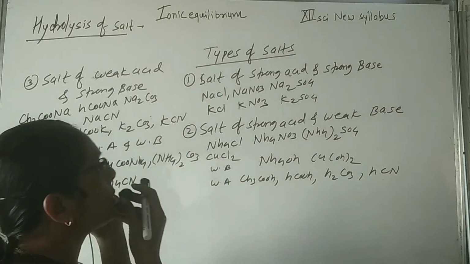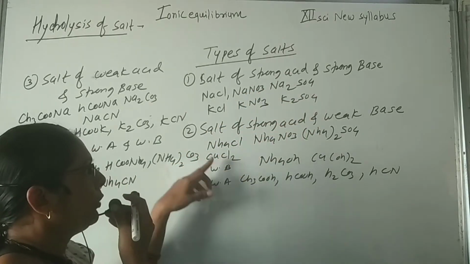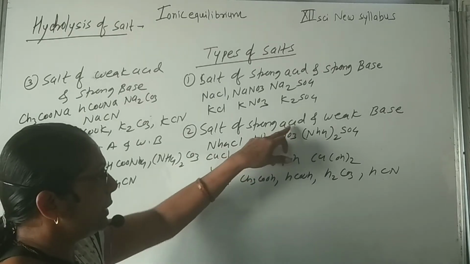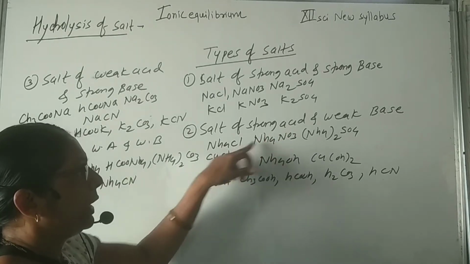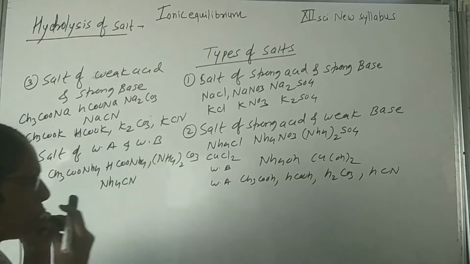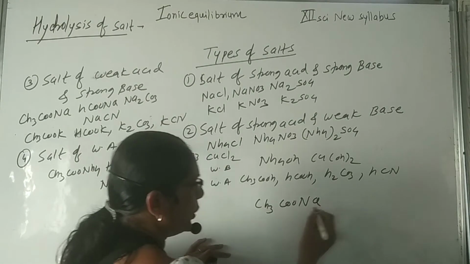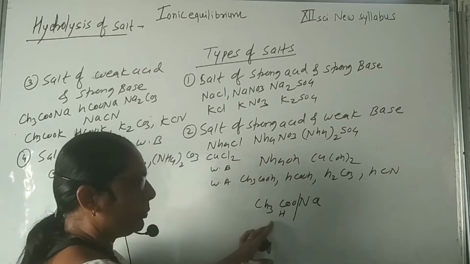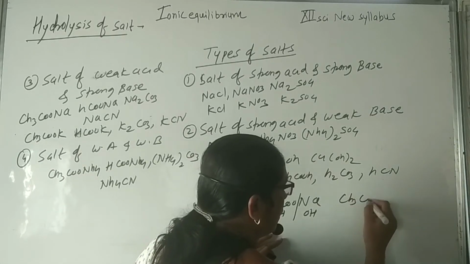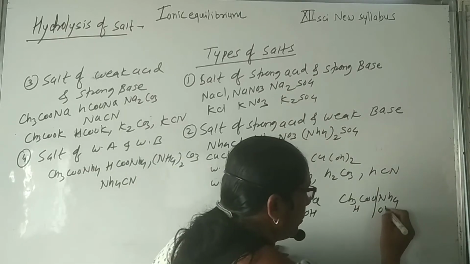So remember, NaCl is an example of a salt of strong acid and strong base. Ammonium chloride is an example of a salt of strong acid, because Cl comes from HCl, and weak base, ammonium hydroxide. Sodium acetate: acetic acid is a weak acid and NaOH is a strong base. And ammonium acetate: acetic acid is a weak acid and ammonium hydroxide is a weak base.